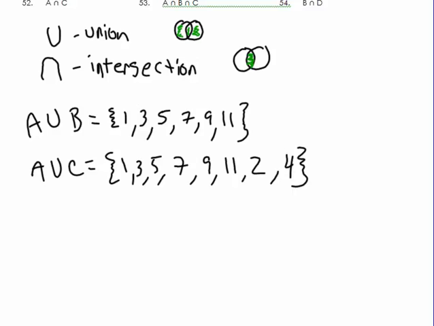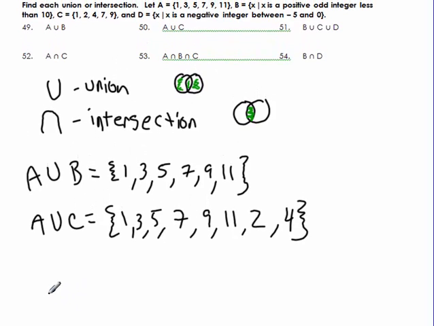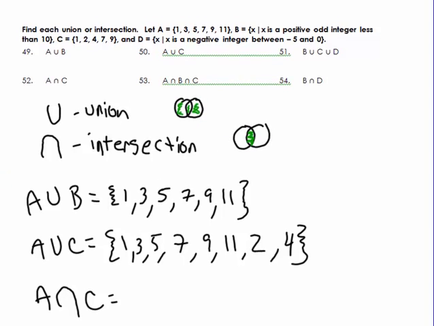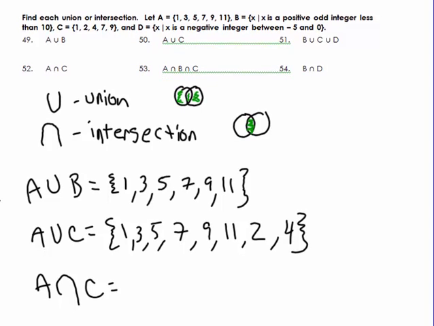All right, so 52 is A intersection with C. So this is the intersection, the elements that they have in common. Between A and C, there's a 1 in each of them, so I'm going to start with that guy. There's a 1 in both of them. Is there a 3 in both of them? No. 2, no. 4, no.